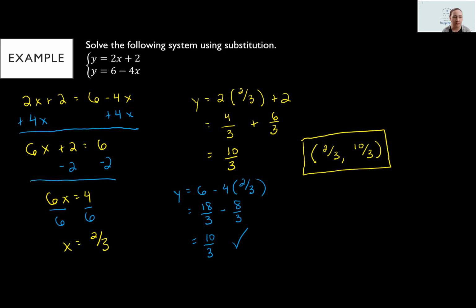All right. So this is a pretty simple setup. One of the problems on the application assignment, you basically end up doing something like this. You set them equal to each other. And so when you're writing your journal, the journal asks, what method did you use? And for that one, you are using substitution.